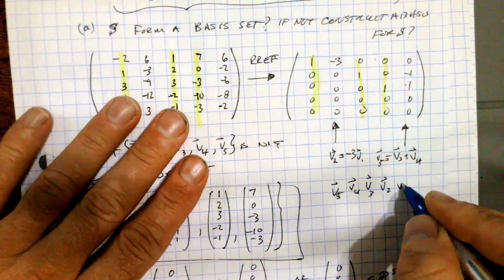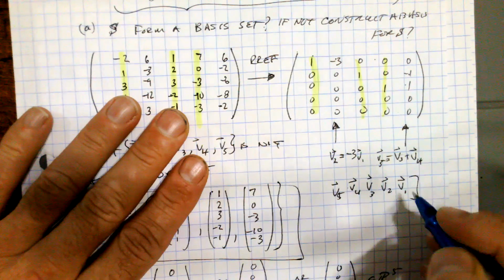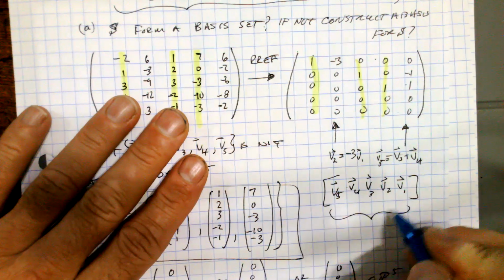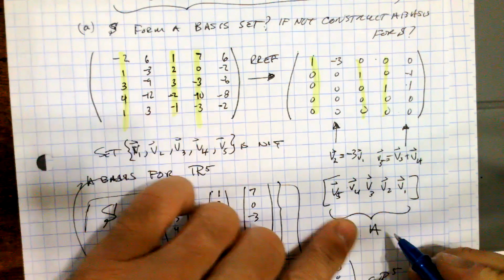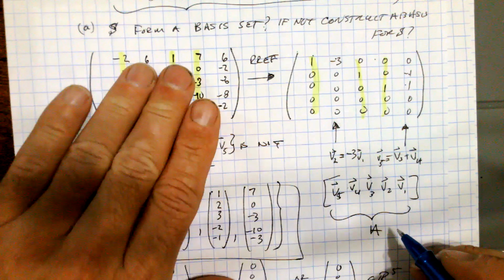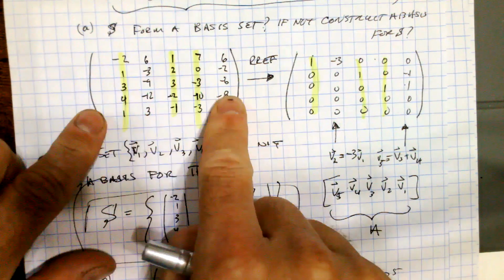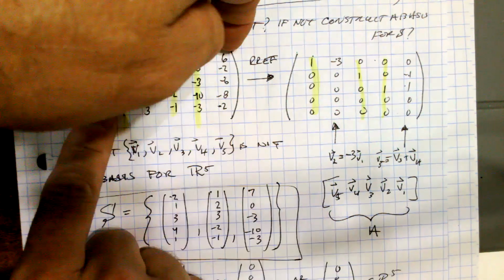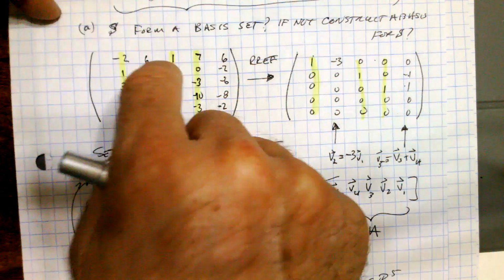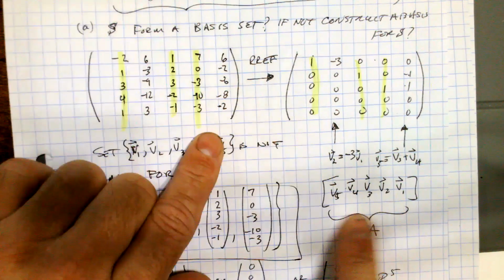v2, v1. If you can imagine making this our coefficient matrix A, our A would look different. It's literally like flipping it over, right? So it'd be 5, 4, 3, 2, 1. That's what this matrix is doing.